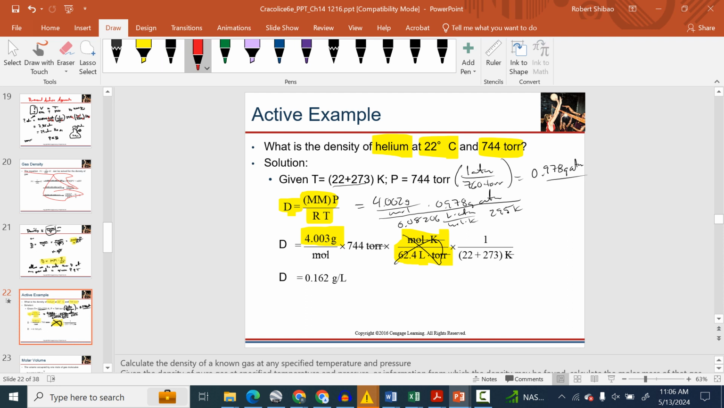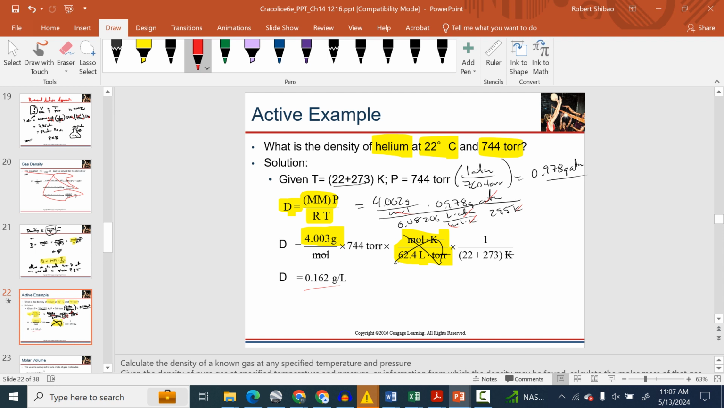Just make sure the units work out. And so the moles cancel. The grams, actually, grams don't cancel. What cancels here? Atmospheres cancel. Kelvin cancels. And that leaves me with grams per liter. Well, grams per liter is what we want. And so we'd end up with 0.162.